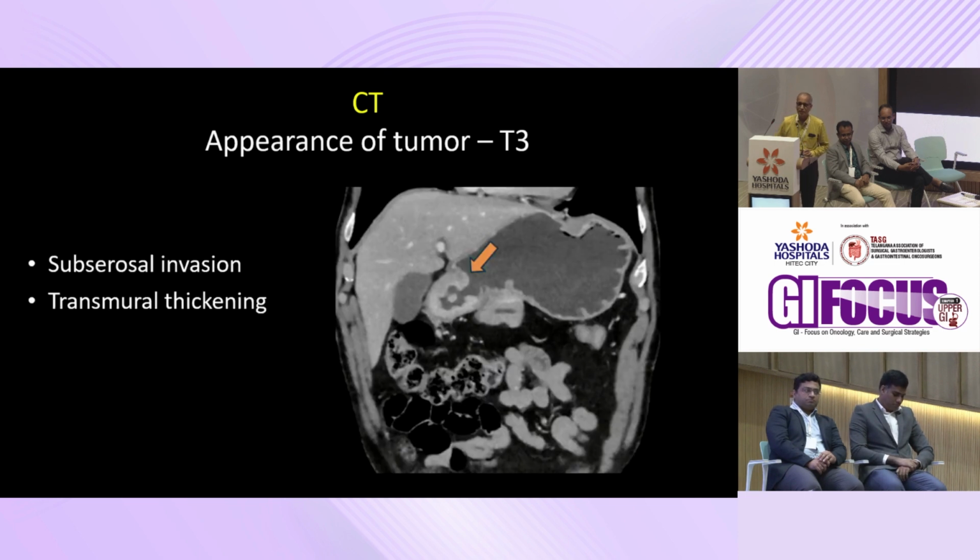Now, vis-a-vis a T3 lesion, which is a transmural extension, we find that there's a lesion which is involving all the layers of the stomach, implying that it's a T3 lesion. The outer margin is normal. There's no perigastric spread, implying that it's a subserosal disease and not a serosal extension.